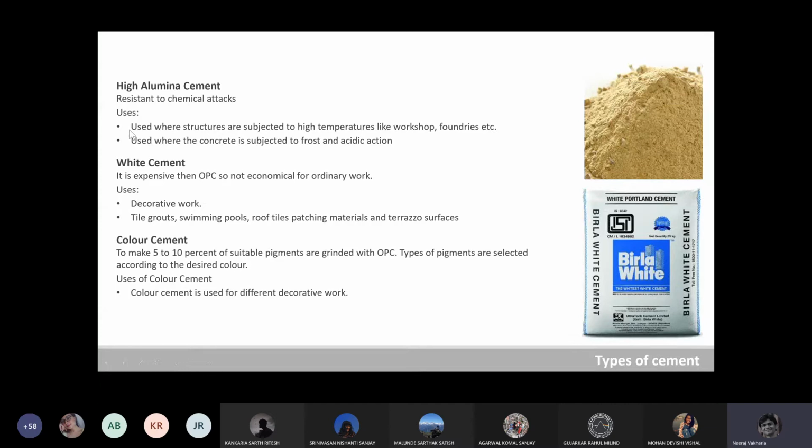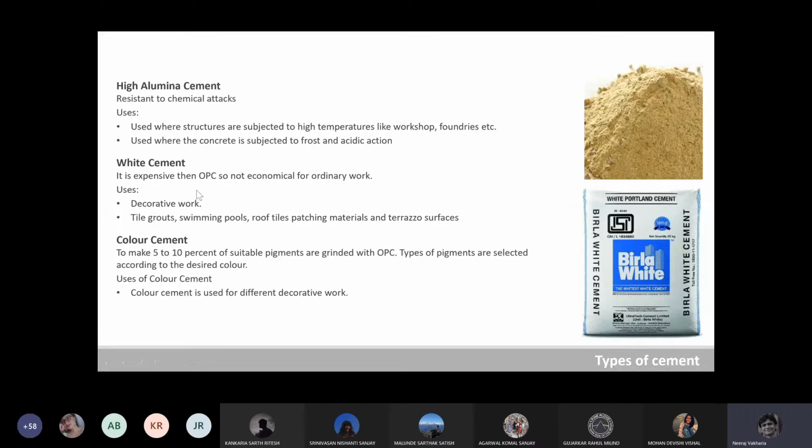It is used where structures are subjected to high temperature, like workshops or foundries. If the temperature gets high, the minerals or chemicals present in the cement and the atmosphere may react, and to resist that we use this kind of cement. It is used where the concrete is subjected to frost and acidic action. Then comes white cement.